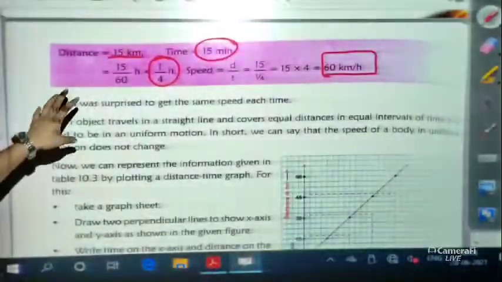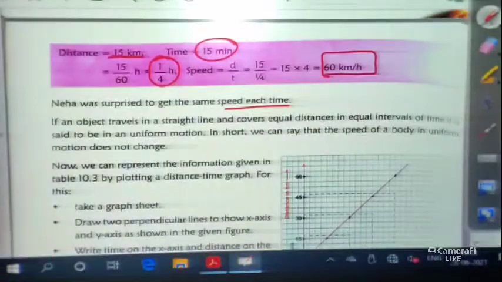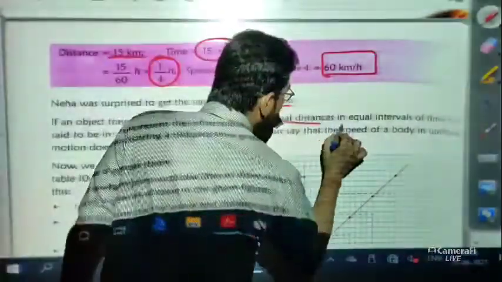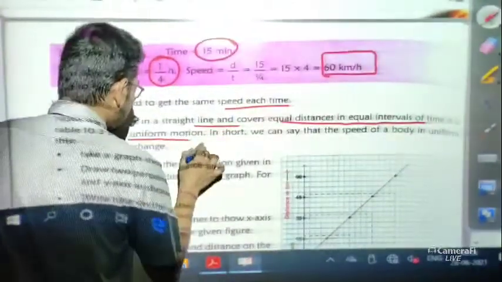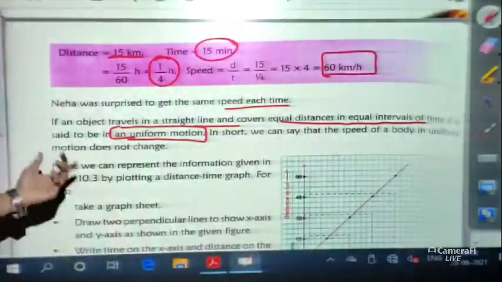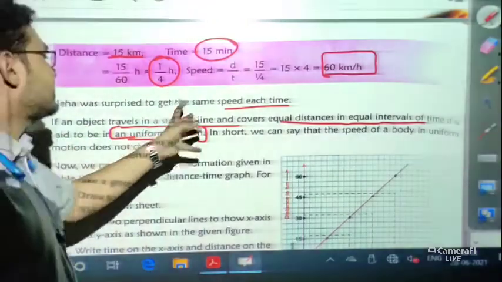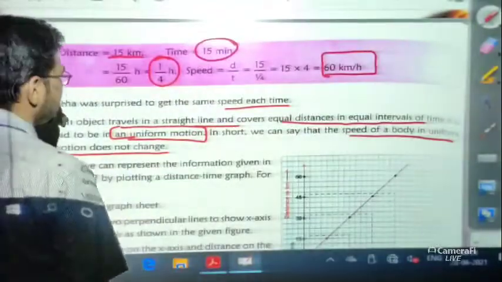Now Neha was surprised to get the same speed for each interval. If an object travels in a straight line and covers equal distance in equal intervals of time, then it is said to be in uniform motion. Very important. In short, we can say the speed of a body in uniform motion doesn't change.